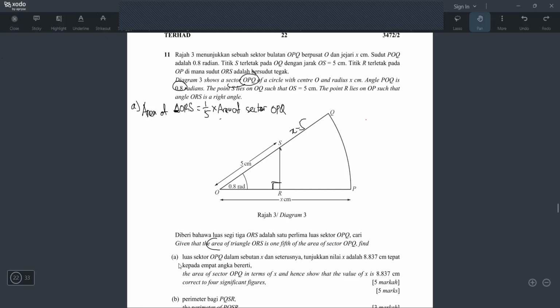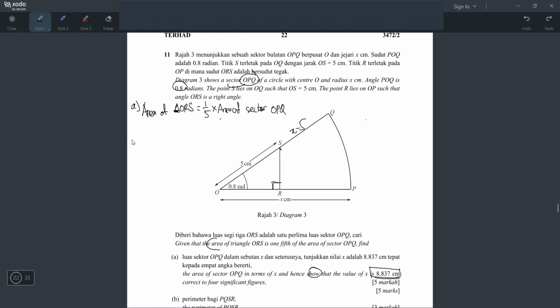And then it says find the area of sector OPQ in terms of x. Hence, show that x is equal to this. So it means they want me to show it, which means this is the answer. So what I have to do now is find the area of sector OPQ first, and make sure it's in terms of x. Then I find x myself, and I want to show that it's equal to this.